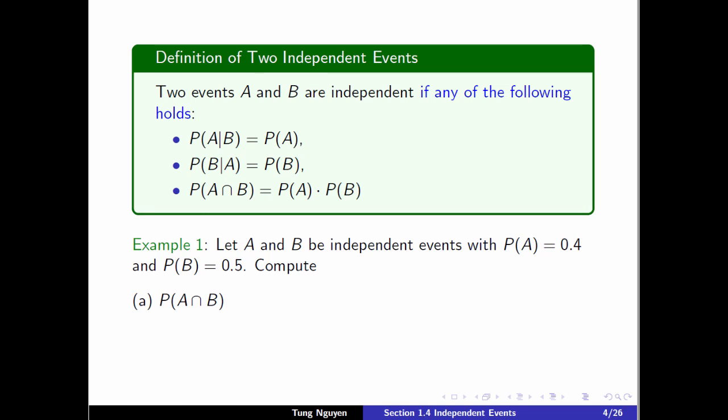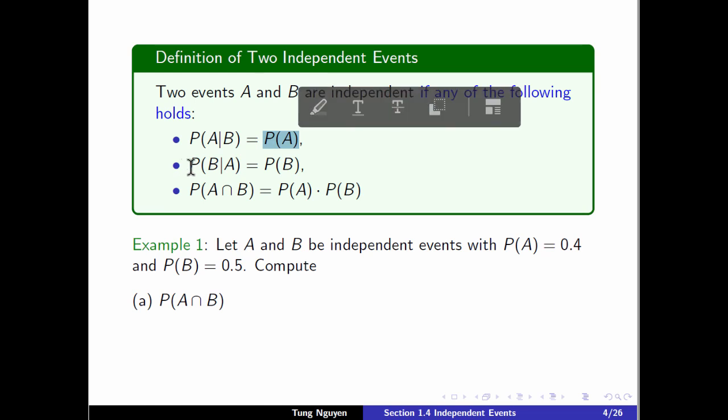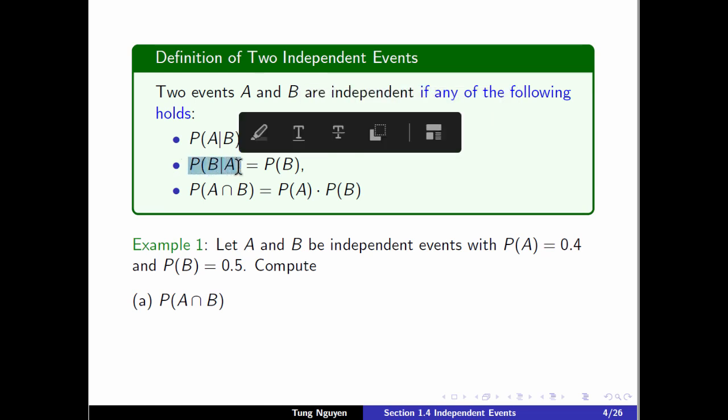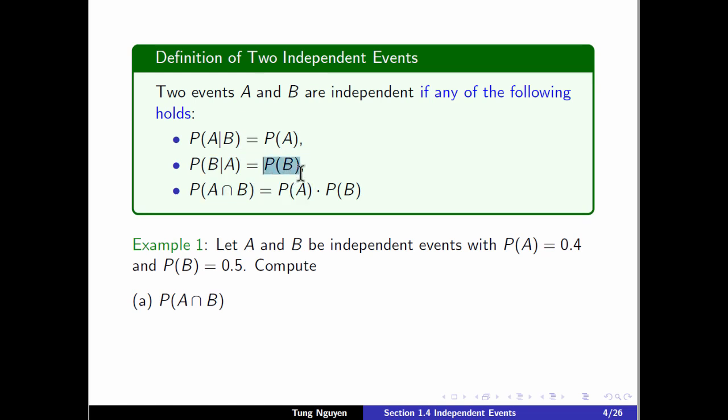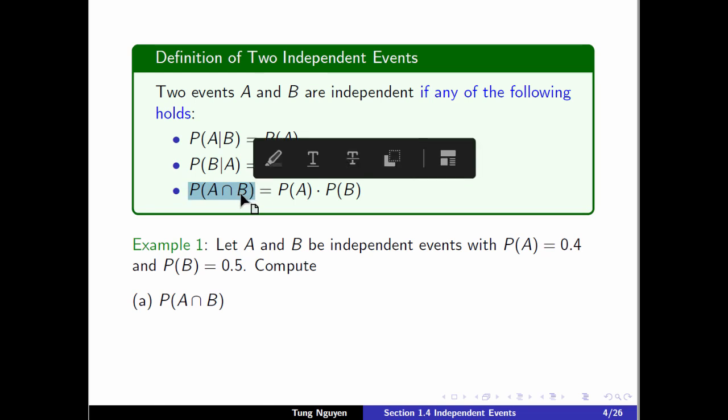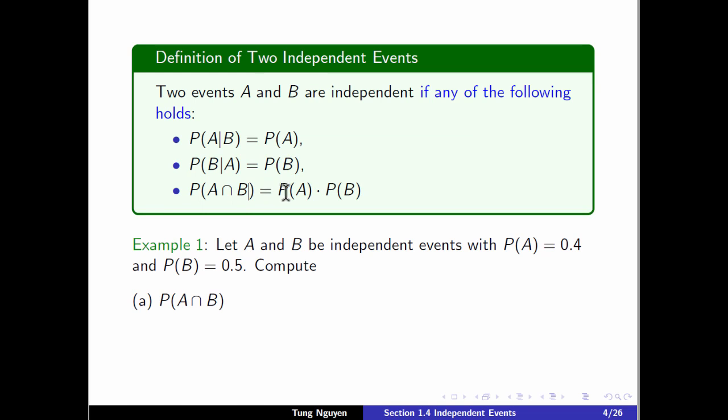Here is what we had in the previous slide about 2 independent events. 2 events A and B are independent if any of the following holds. The probability of A occurring given B already occurred is the same as the probability of A occurring, or probability of B occurring given A already occurred is the same as probability of B occurring, or probability of both A and B occurring, which is the intersection of A and B, is the same as the product of probability of A occurring and the probability of B occurring.